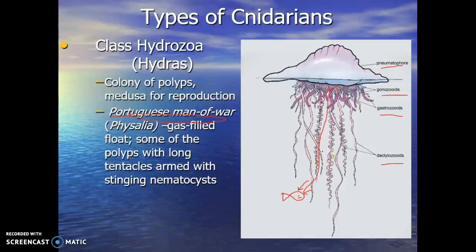So the polyps share the common gastrovascular cavity. That's why some of the polyps that are reproductive polyps are able to feed, even though they don't have their own feeding structures. And so that's Hydrozoa, or the hydras within cnidarians.